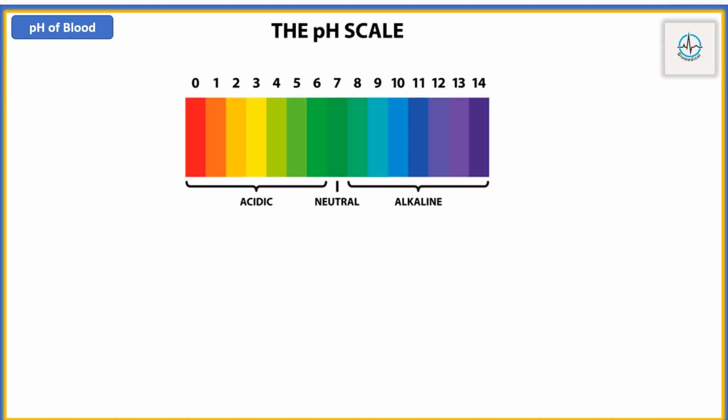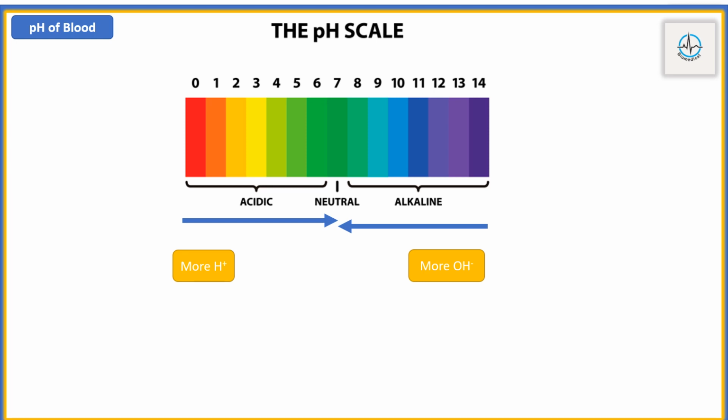pH scale is a universal indicator that tells about the hydrogen ion concentration in a given solution. A solution that indicates a value between 0 and below 7 is said to be acidic in nature. They possess more concentration of hydrogen ions. A solution that indicates a pH value above 7 till 14 is called alkaline or basic in nature. They possess more concentration of hydroxide ions. A solution that indicates a pH of 7 is called a neutral one.